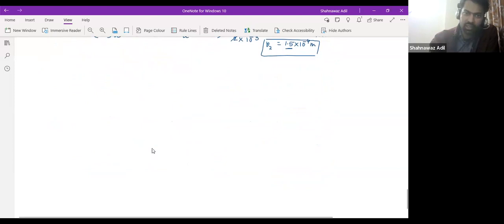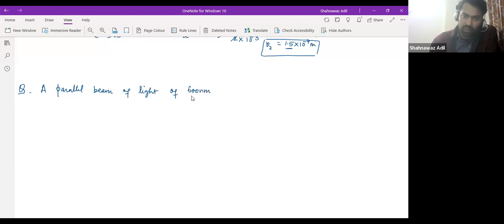And this is another easy question. Question is: a parallel beam of light of 600 nanometer. So how much is nanometer? Falls on a narrow slit. Yeah, what is nanometer, guys? Please tell me. And resulting diffraction.